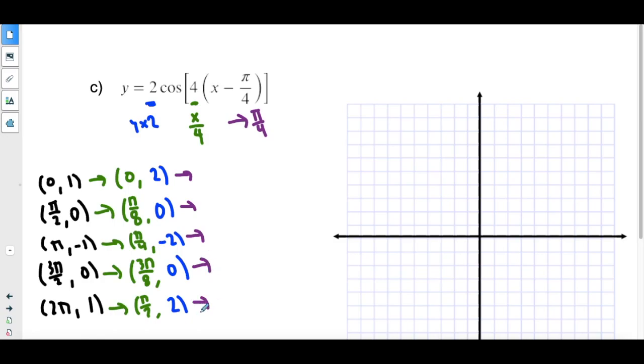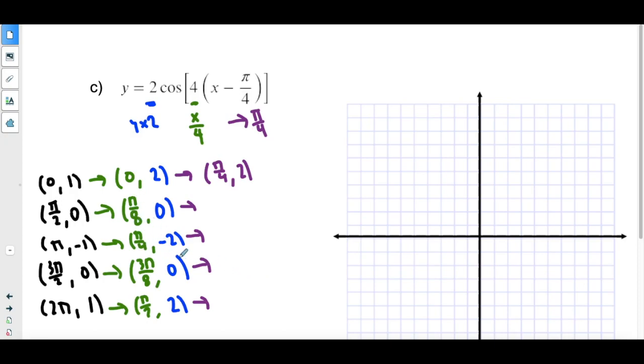Now, on our graph, shifting it right pi over 4 units, we're going to go further to the right. So on our points, we need to add pi over 4 radians to our x values, because we're shifting our points to the right on our graph. So each x value, this one for example, 0: if you add pi over 4 to 0, we get pi over 4.